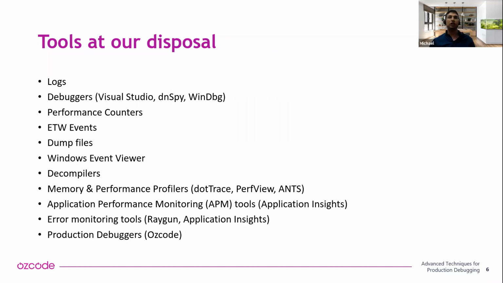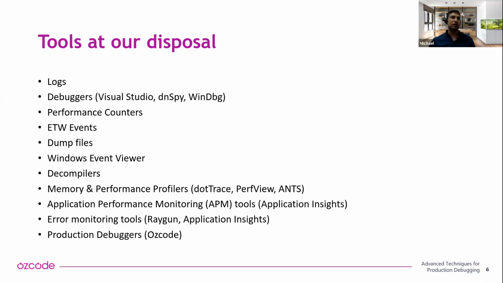Here are some of the tools at our disposal that we can use for production debugging. We have tools like log files, which we develop ourselves. We have our debuggers: Visual Studio, dnSpy, WinDbg. We have some OS features like performance counters, ETW events, and dump files. Some of those are not available on Linux or not available at all.